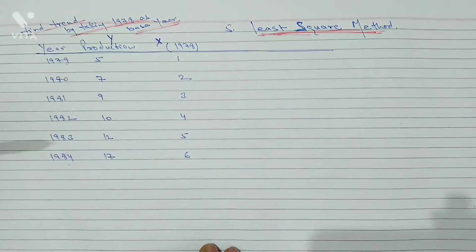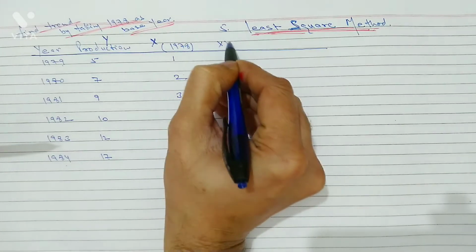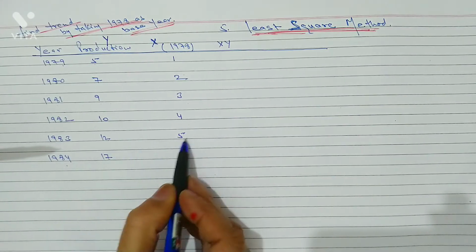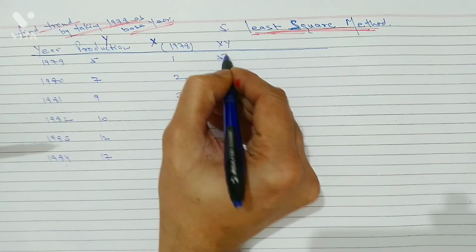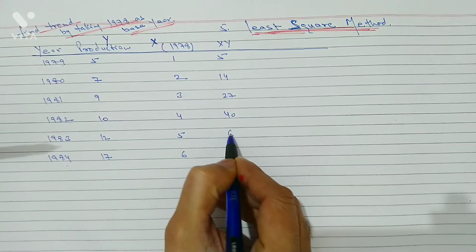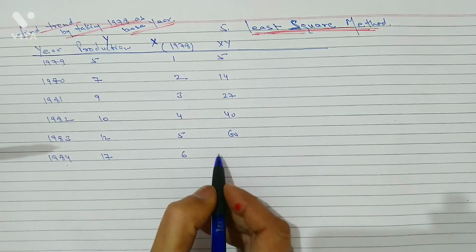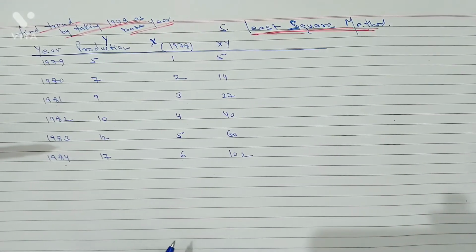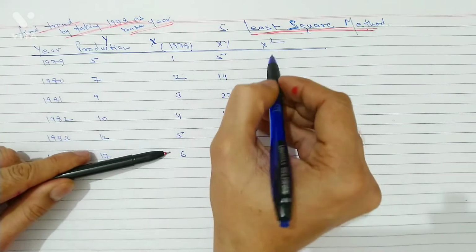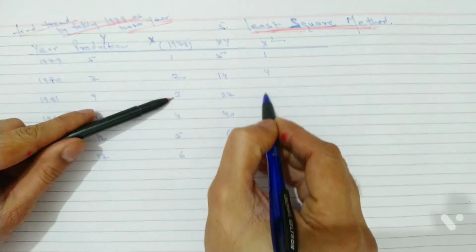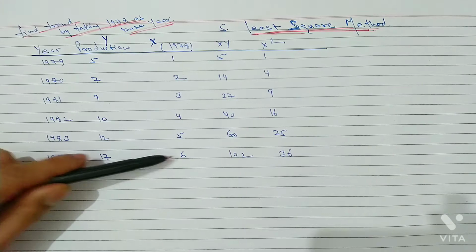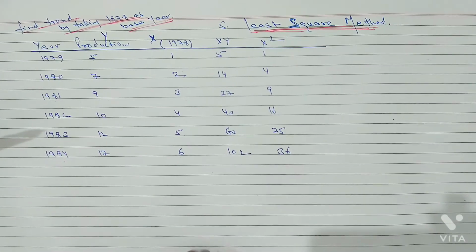This is the X value. Now calculate XY. Means 5 into 1, 7 into 2, 9 into 3, 10 into 4, 12 into 5 and 17 into 6. 5, 14, 27, 40, 60, and 17 into 6 is 102. Next, find x square of these values: 1, 4, 9, 16, 25, 36. Now add all these values.